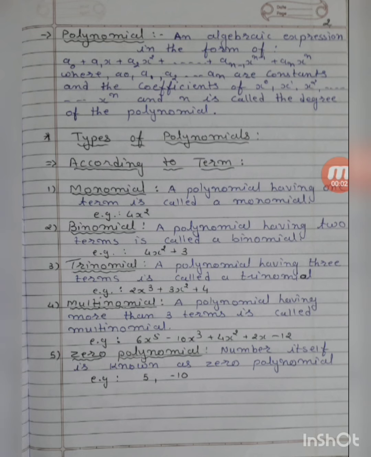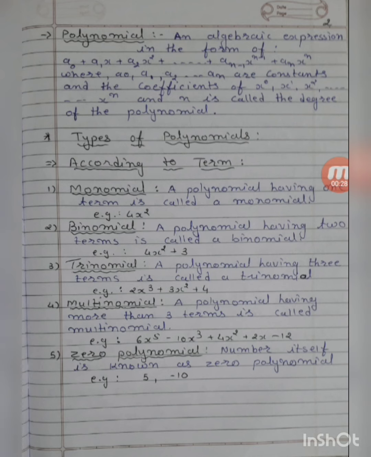Now we have to learn how many types of polynomials there are. There are two types of polynomials, according to term and according to degree. First of all, we discuss according to the term. First, monomial. A polynomial having one term is called a monomial. Example, 4x square. Here only one term, 4x square.